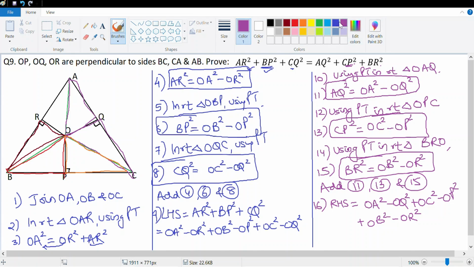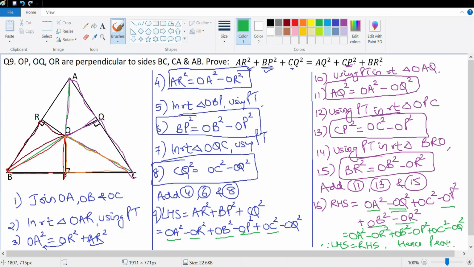Let's see if these are the same elements as in the left hand side. So I had OA square minus OR square. So I've got OA square minus OR square. Let's just write them together. So OA square minus OR square. Next was plus OB square. Yes, I've got a plus OB square. Next element is minus OP square. Yes, I've got a minus OP square. Next is plus OC square. I've got plus OC square, and the last is negative OQ square. So since LHS is equal to RHS, hence proved.